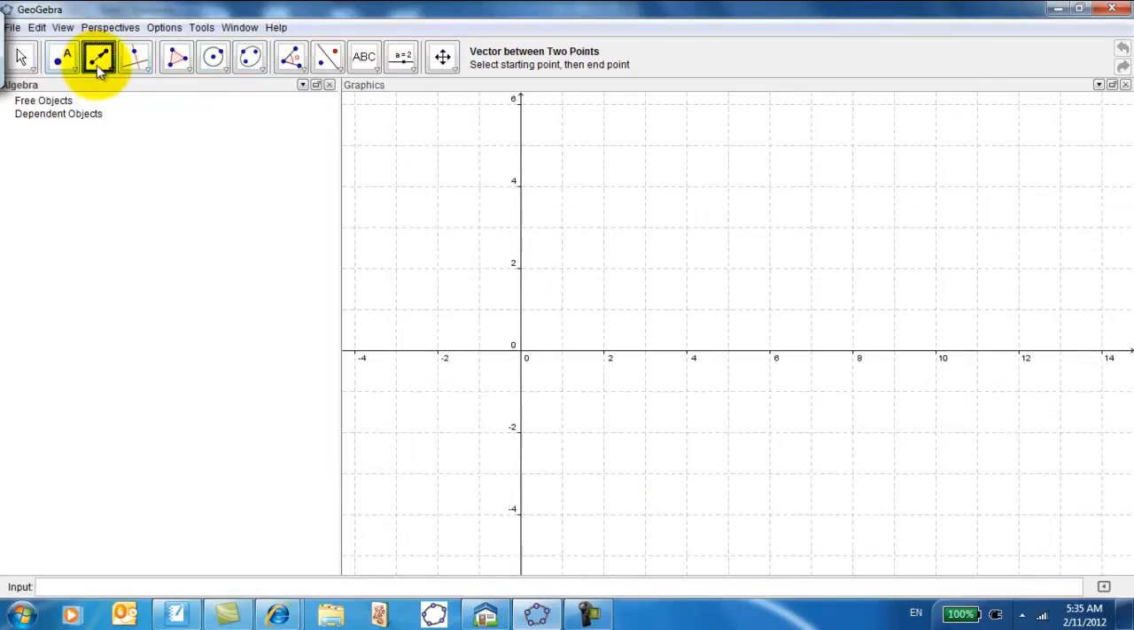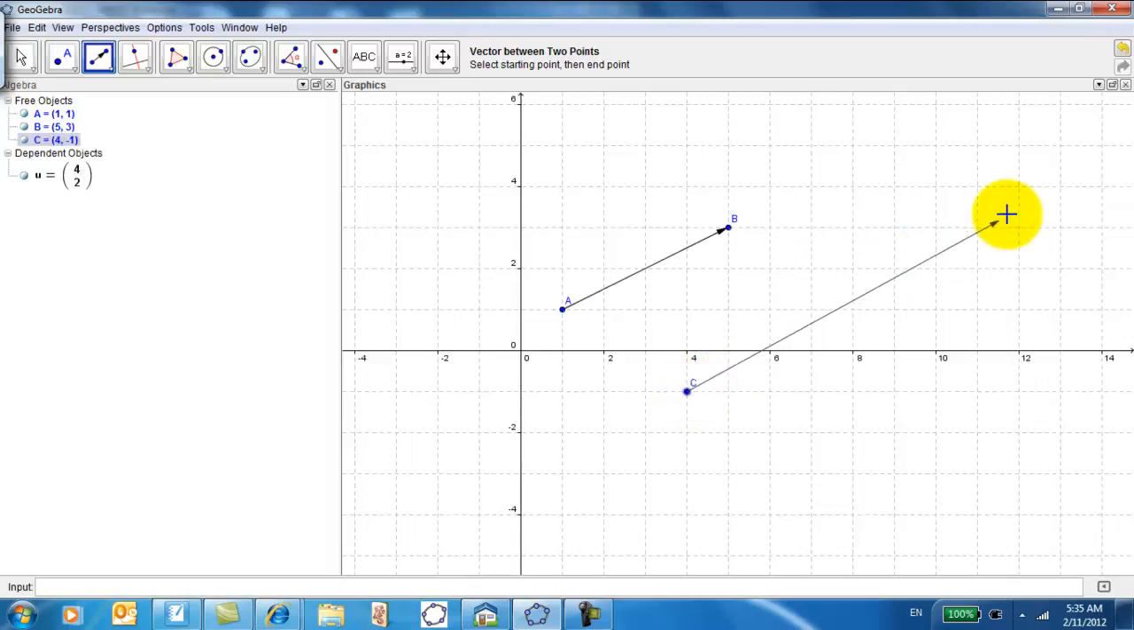So let's say we have one vector here, and it goes from 1, 1 to 5, 3. And that's the vector 4, 2. Okay? Now, what makes a vector parallel? Well, if I come over here and start at a different point, let's try and make this parallel, but maybe not the same length. Does that look parallel? Let's find out.